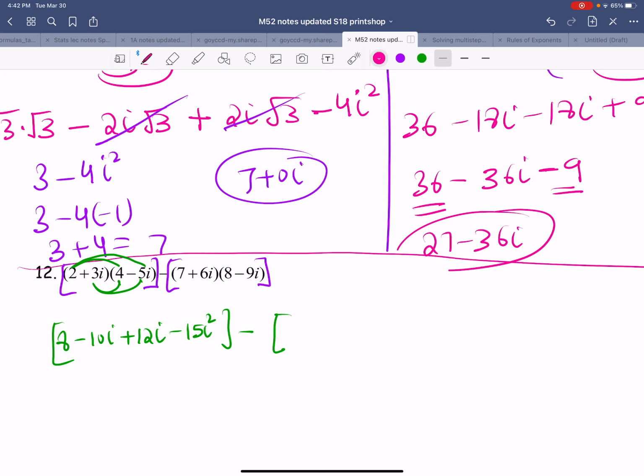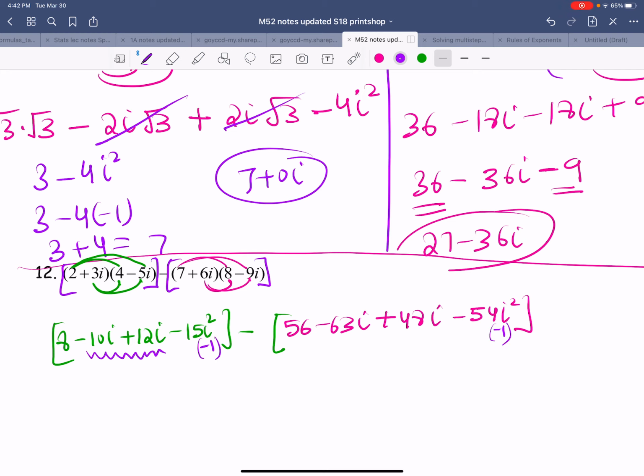Minus, in the second parentheses, first times first, 7 times 8 is 56, minus 63i plus 48i minus 54i squared. Let's clean up inside the parentheses and then take care of the subtraction. Okay, there's the two like terms, and i squared is equal to -1. We know that. i squared is the same thing as -1, because i is the square root of -1.